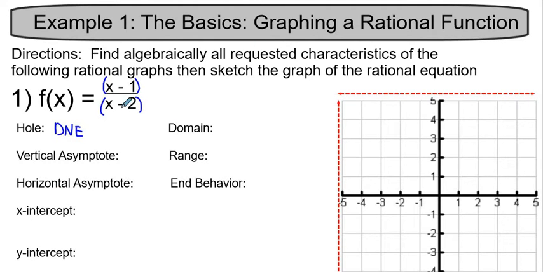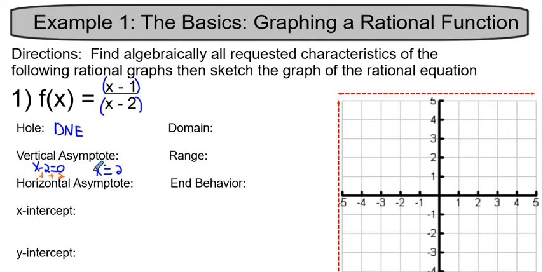So if you go back and look at the notes for how to find a vertical asymptote, it said in the notes that you should set the denominator equal to 0 and solve. So if I solved this, I would just add 2 to both sides. And so my vertical asymptote is at x equals 2.